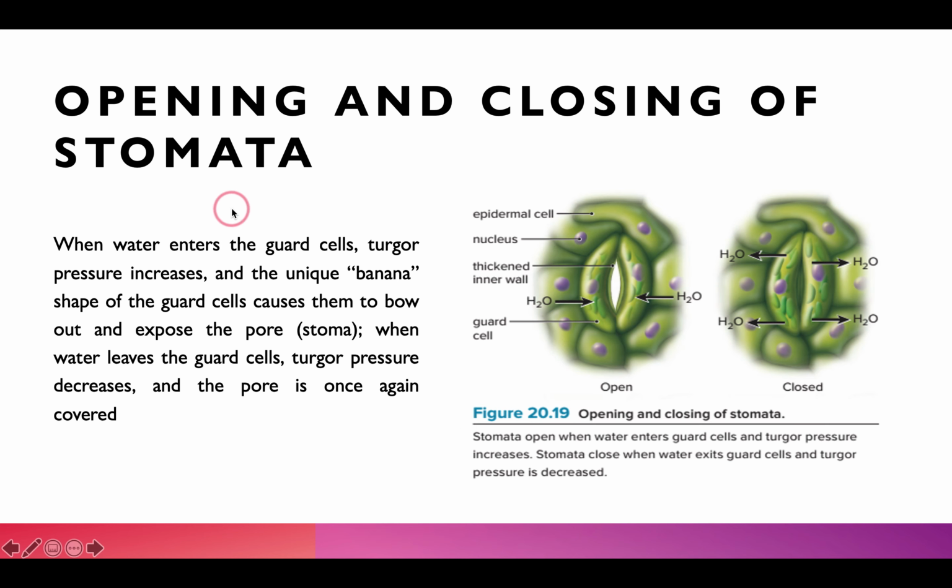So the stomata open and close due to changes in turgor pressure within the guard cells. In this image, we can see that the turgor pressure is the force of the water creating the bulge in the guard cells. This, by the way, is the guard cell. It's the banana shape that encloses the stomata. When water enters the guard cells, turgor pressure increases and the unique banana shape of the guard cells causes them to bow out and expose the pore of the stomata. When water leaves the guard cells, on the other hand, turgor pressure decreases and the pore is once again covered.